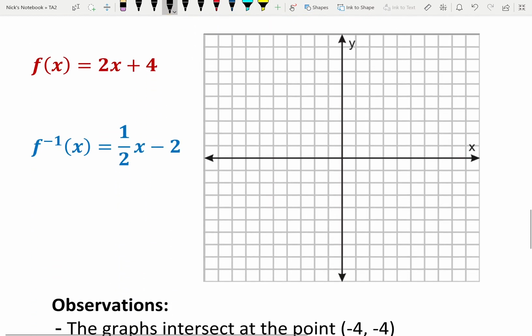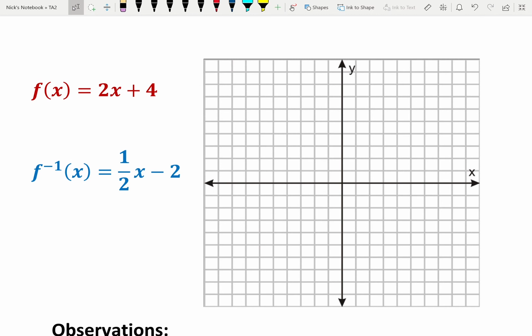All right, so we have our original function in red and our inverse function in blue, and we're just going to graph this real quick. So I'm going to go up 4, and then I'm going to do a slope of 2, so 2 over 1, in both directions. Okay, that should be fine. And I'm just going to sloppily draw a line here. That's not bad. So that's my line of the original function.